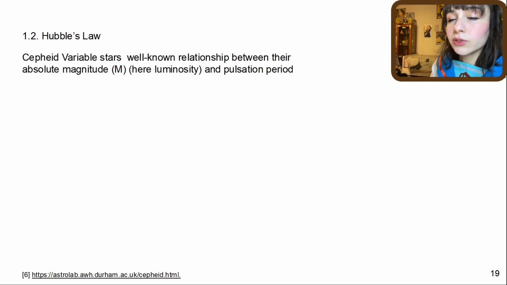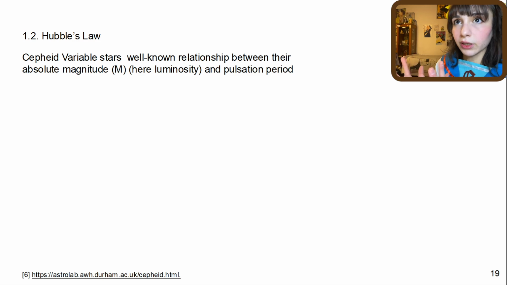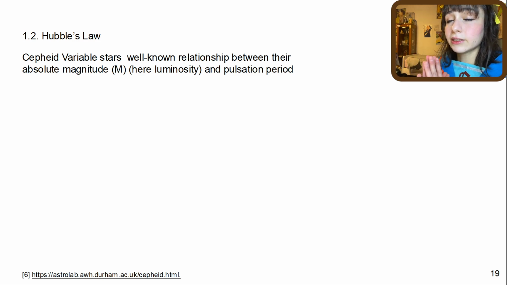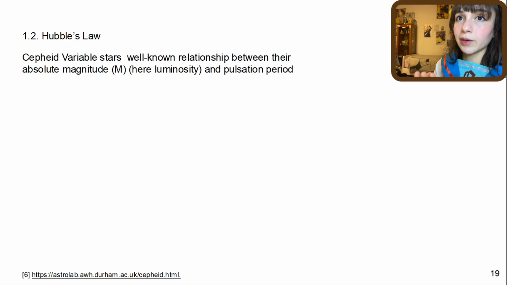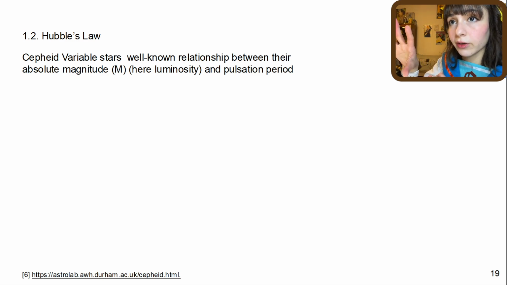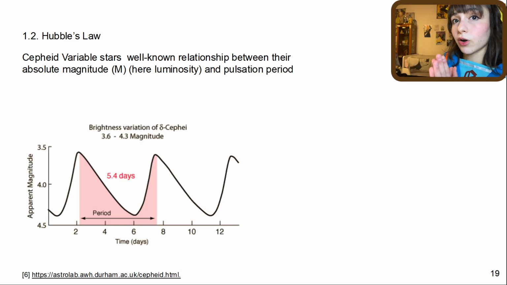So first of all, he looked at all these nebulae that were identified, and he looked at what are known as Cepheid variable stars. These are stars that have a well-known relationship between their absolute magnitude, which is basically their total luminosity, and their pulsation period. Stars basically become slightly dimmer, slightly brighter, slightly dimmer, slightly brighter. And for this type of star, the relationship between these two is known very well.